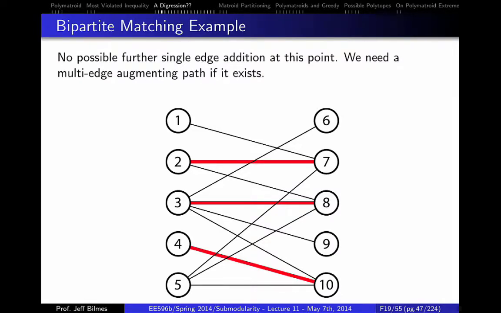So does everybody see why, if we added any additional edge, it's not a matching anymore? Raise your hand if you see that.